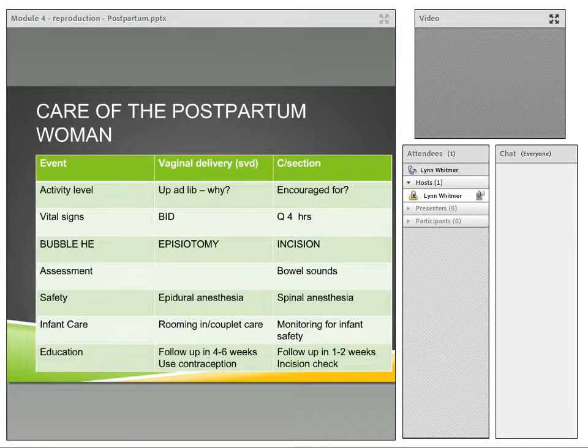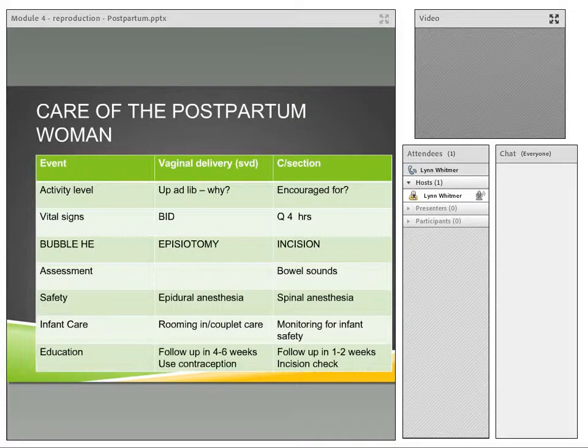Bleeding is no different, except there's not an episiotomy from a C-section, and so you're looking at abdominal incisions instead of an episiotomy, but they both bear watching. They both bear an assessment for redness, drainage, odor, any type of erythema around the incision area. Again, assessments are no different, except we're going to listen closer to bowel sounds, probably on the C-section.